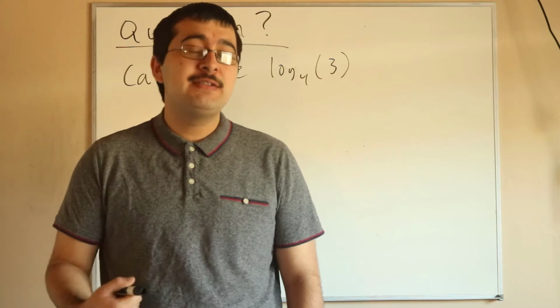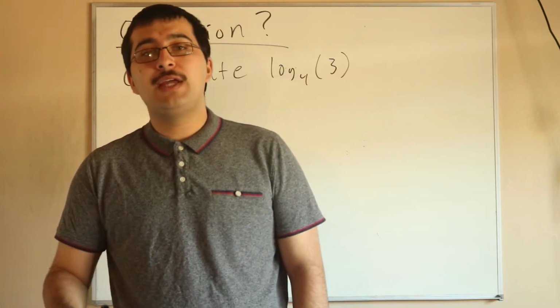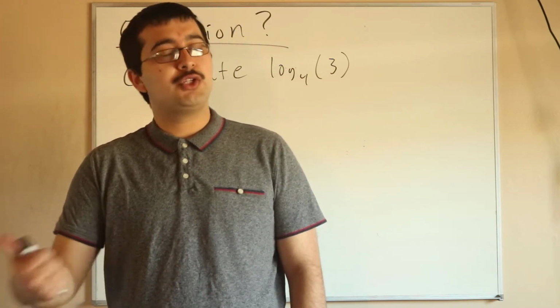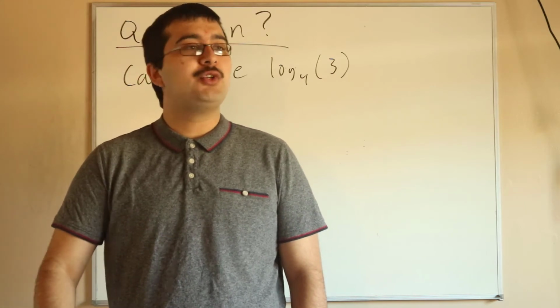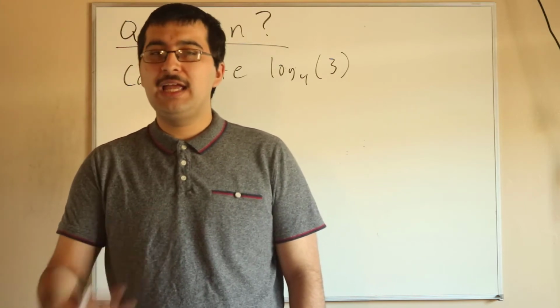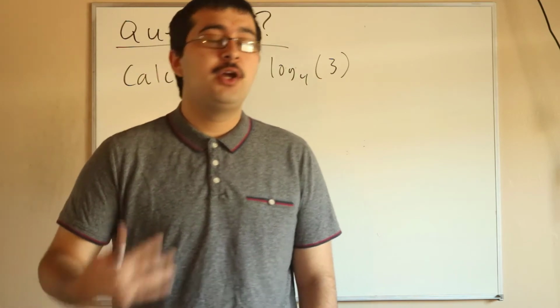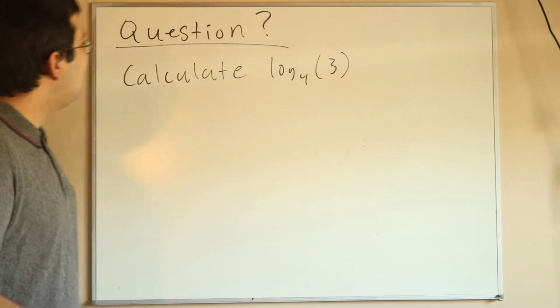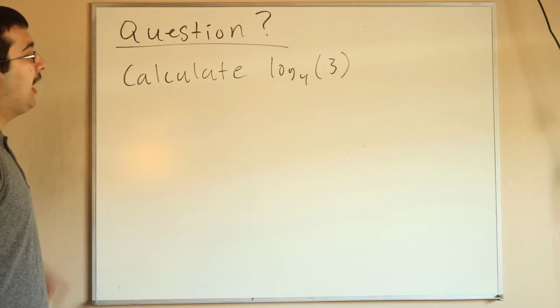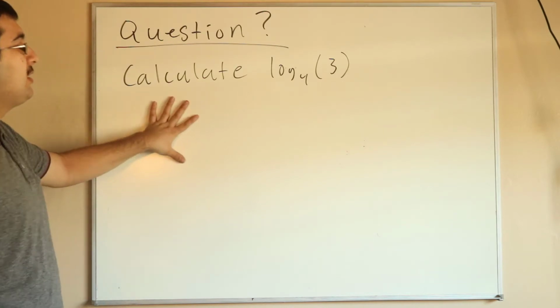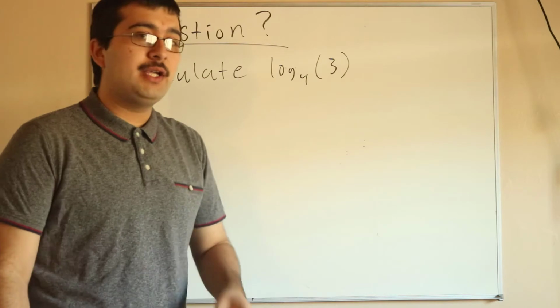So in regards to scientific calculators, they only have the ability to use log, which is log base 10, and ln, which is log base e. Any other log base, the scientific calculator can't do. So that's why I want to start today's lecture by asking this question. How then would we calculate something like log base 4 of 3, right?